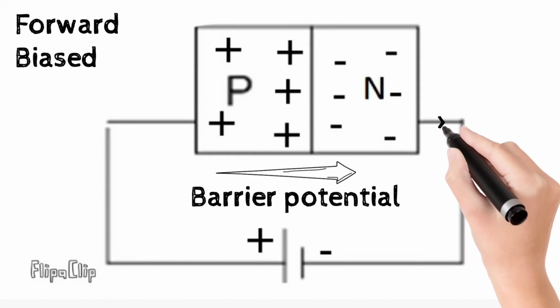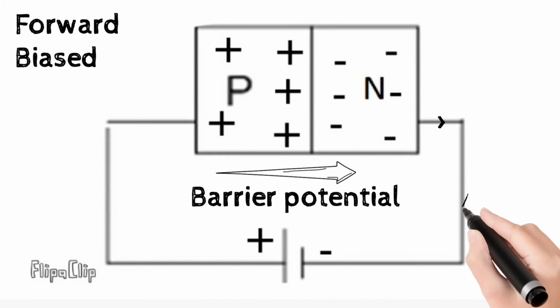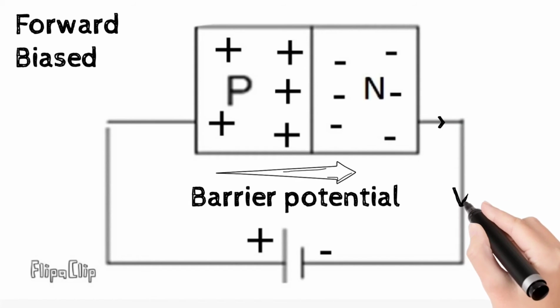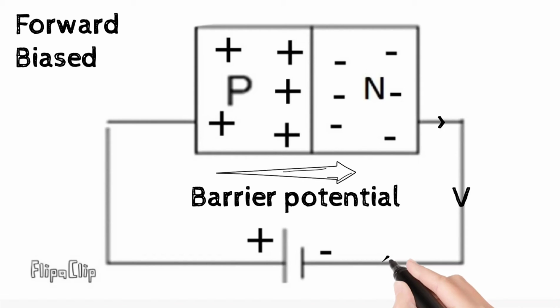We already told that there is a barrier potential across the junction. This barrier potential acts in the opposite of the forward applied voltage. So we can only limit the current by connecting external resistances in series with the diode.